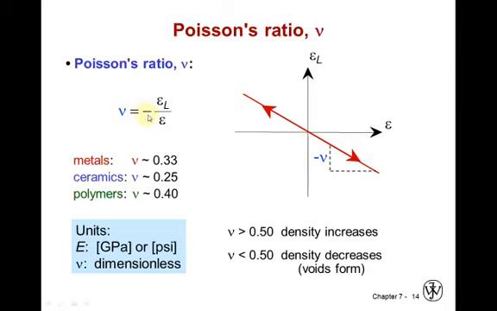The minus sign is placed here because one of these two, depending on whether it's in tension or compression, will get smaller. Hence it will be negative. That will cancel out with this negative. So Poisson's ratio will end up being positive. Here are some sample values between metals, ceramics, and polymers. Ceramics are much less likely to stretch their bonds compared to metals, and especially compared to polymers. The units of Poisson's ratio are dimensionless, as it is a dimensionless value over a dimensionless value.